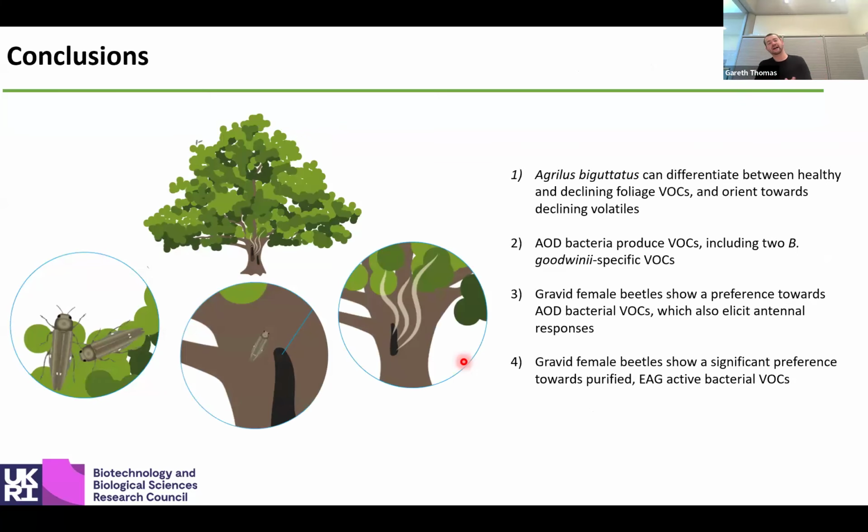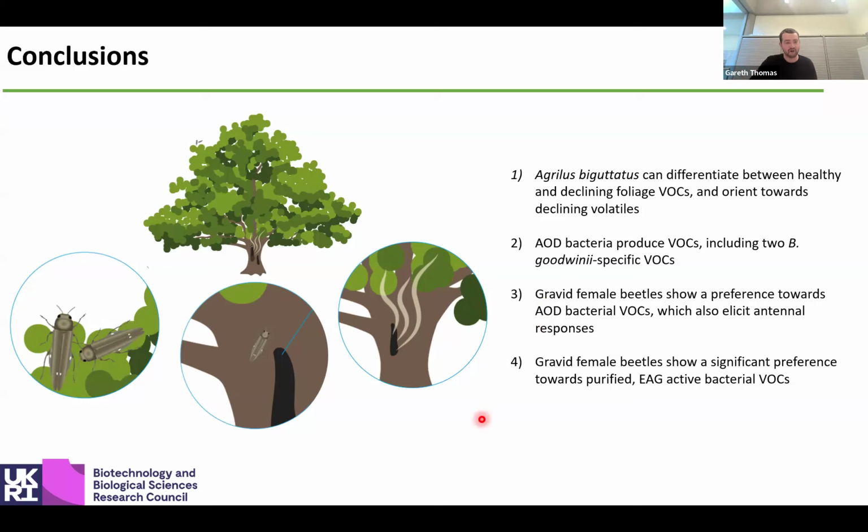So in terms of the conclusions of this talk, first thing we've shown is that the Agrilus bigutattus can differentiate between healthy and declining oak foliage volatiles, and they seem to prefer the smell of these declining volatiles compared to healthy ones. Secondly, AOD bacteria produce volatile organic compounds, including these 2 Brunneria goodwinii specific volatiles. Gravid female beetles, when tested in the olfactometer, show a preference towards these AOD bacterial volatiles, which also seem to elicit antennal responses by the beetle. And finally, that the gravid female beetle shows significant preference towards purified EAG-active bacterial volatiles.